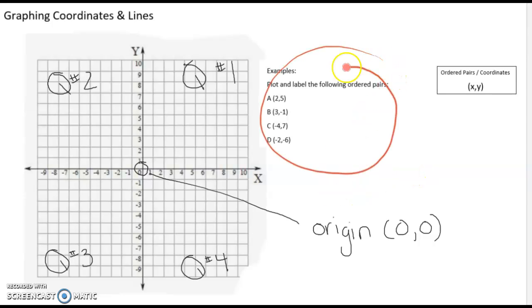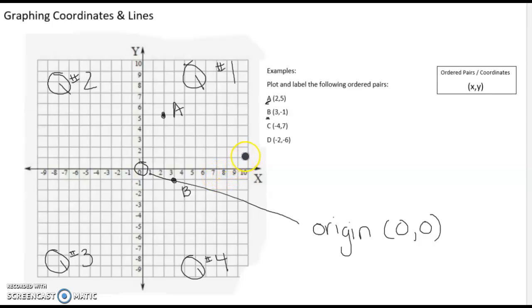So if I were to look at these examples right here, I could plot these on a graph. So the first one, A. So x is 2, y is 5. So x is 2, 1, 2, and y is 5. 1, 2, 3, 4, 5. That right here would be known as point A. So now we can look at point B. It's x is 3, y is negative 1. So x is 3, 1, 2, 3, and y is negative 1. Okay, that'd be point B.